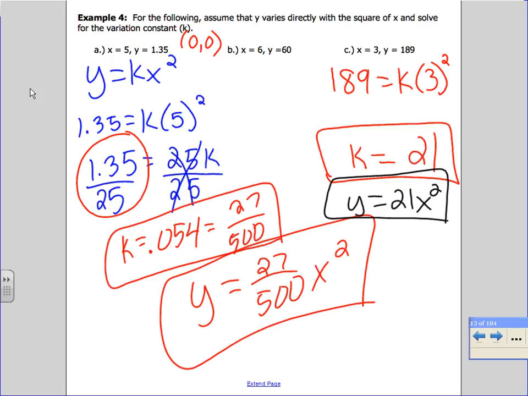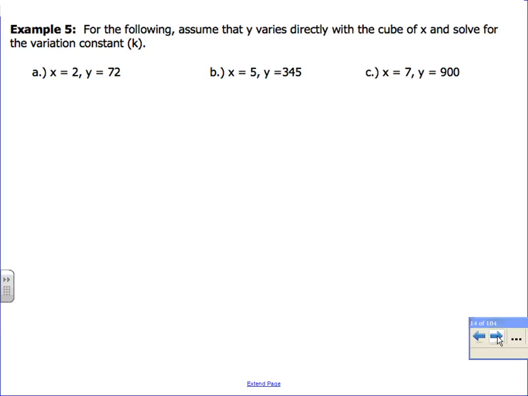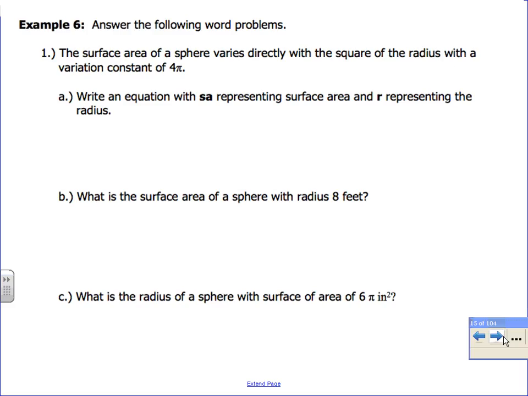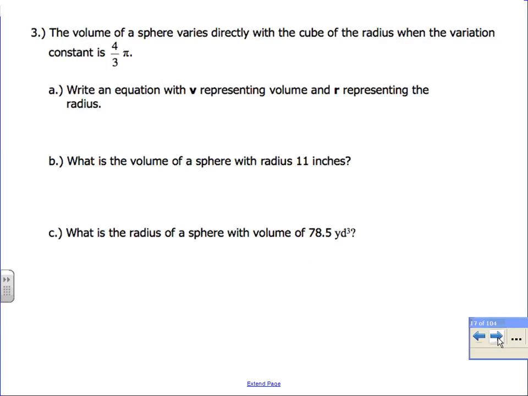Okay, let's do one word problem. Flip over. We're just doing one. It's not hard, I promise. Okay, last problem. Let's do number 3.